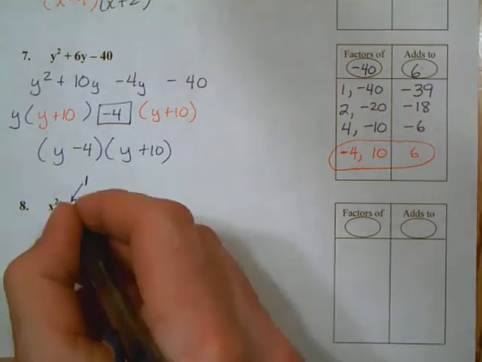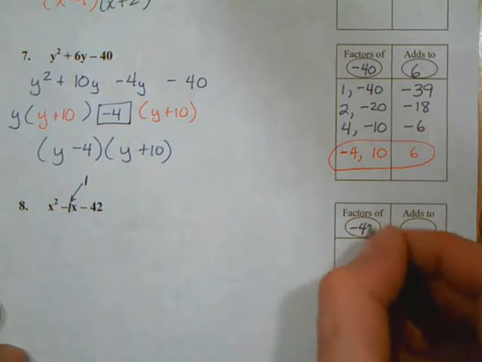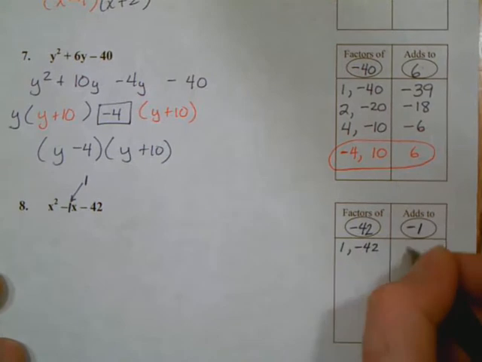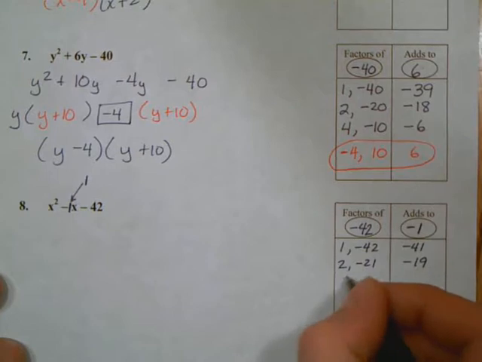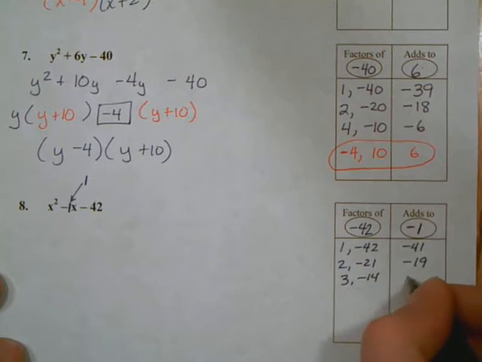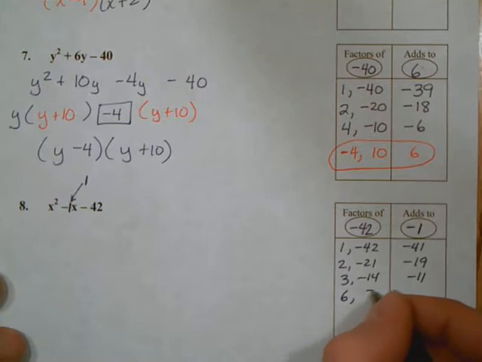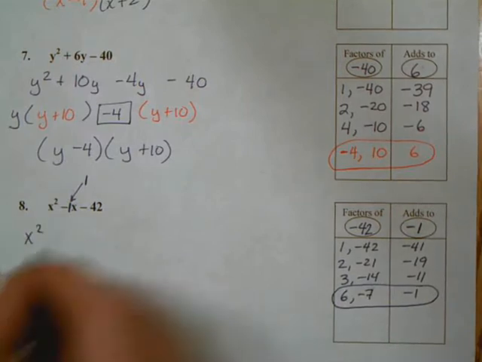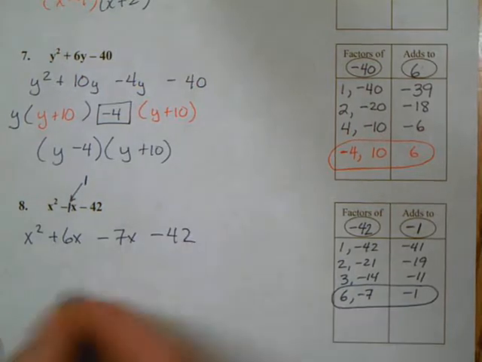We have x squared minus x minus 42. I chose this one intentionally because you have to remember right in there is a 1. So that's really minus 1x minus 42. So this is factors of negative 42 that adds to negative 1. Well, that's 1 and negative 42, negative 41. 2 and negative 21, negative 19. 3 and negative 14, negative 11. 5 doesn't go in, but 6 does. 6 times negative 7 adds to negative 1. So there's our factors.